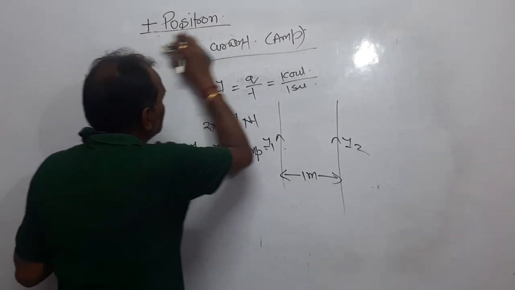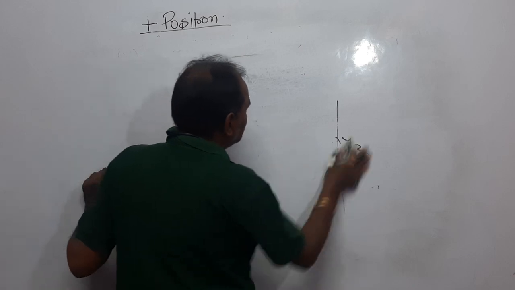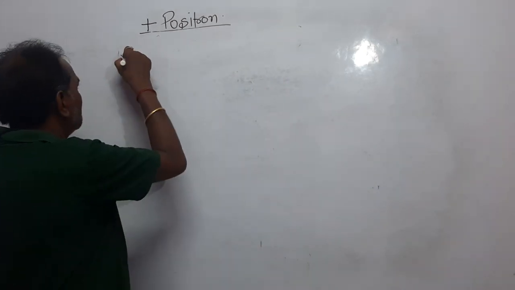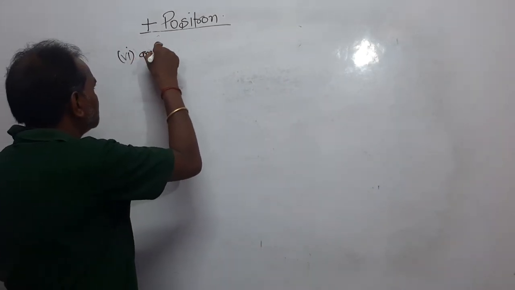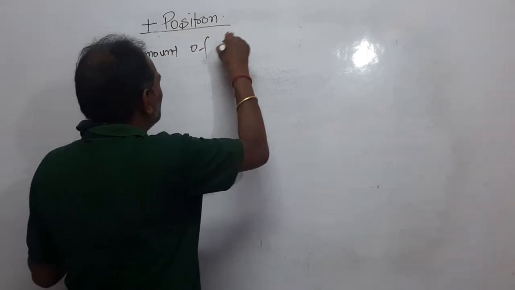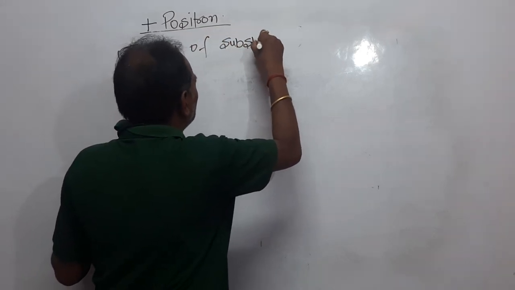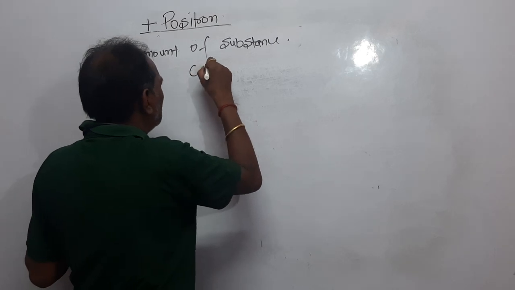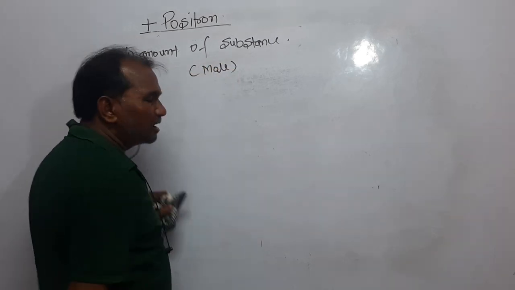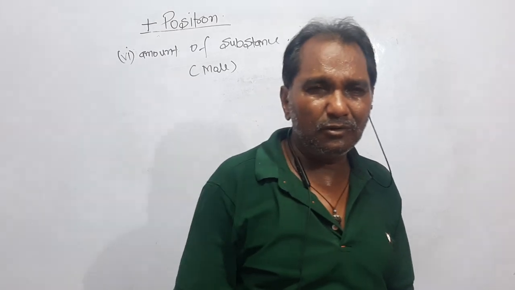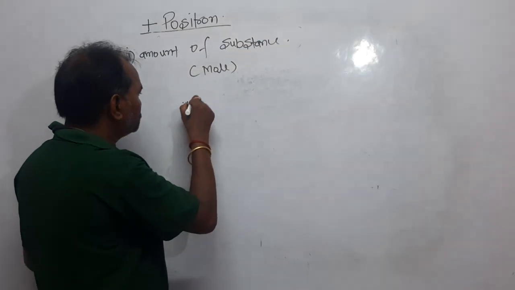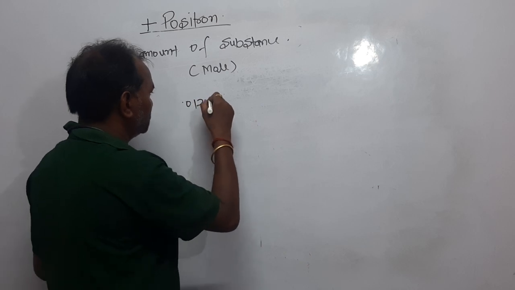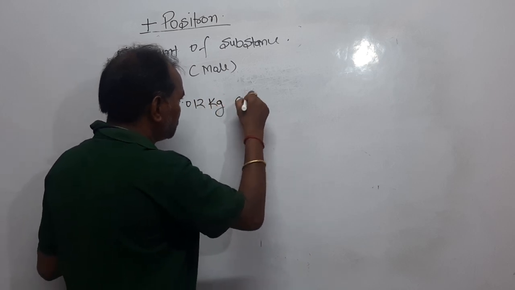Now dear students, next one is the amount of substance. Sixth one is the amount of substance. That is mole. How will you define 1 mole? 1 mole is the amount of substance in which the number of entities will be equal to the number of atoms in 0.012 kilogram of carbon-12.